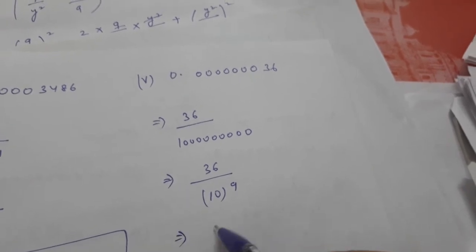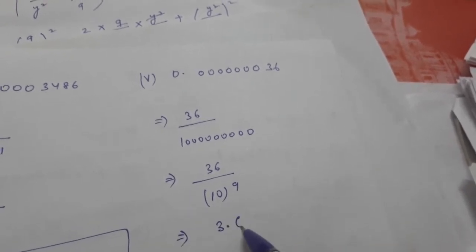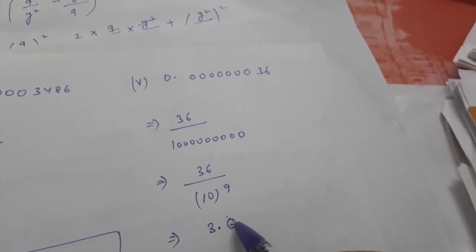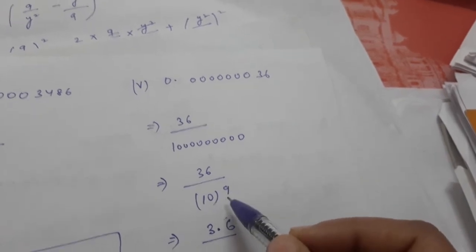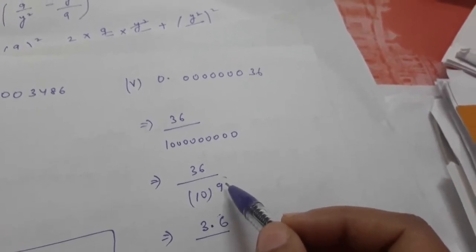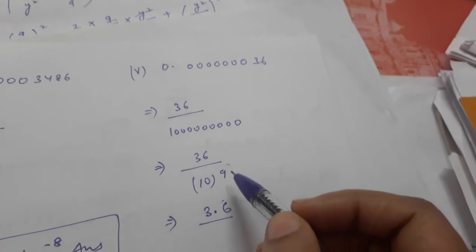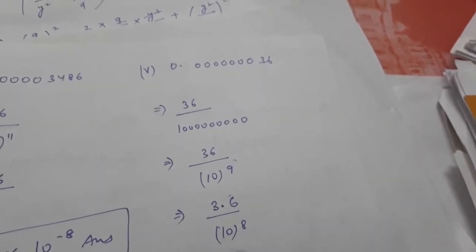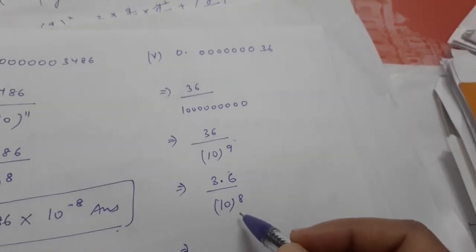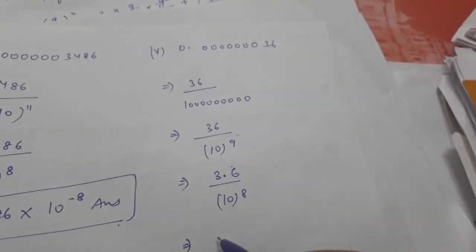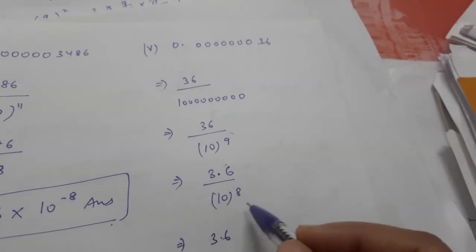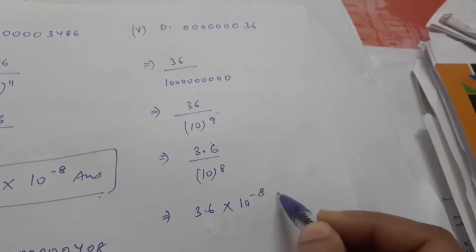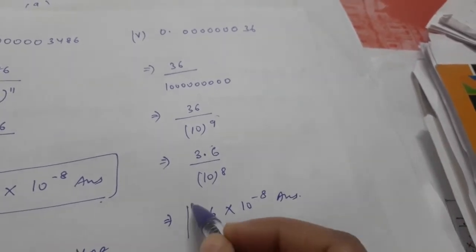As soon as we put the decimal just after the first number, after the decimal, how many numbers are there? Only one number. So one zero will be deducted from the denominator. So it would become 3.6 over 10 raised to the power 8. As soon as we change the power from the denominator to the numerator, the power will come with the negative sign. So 3.6 into 10 raised to the power minus 8 is our answer.